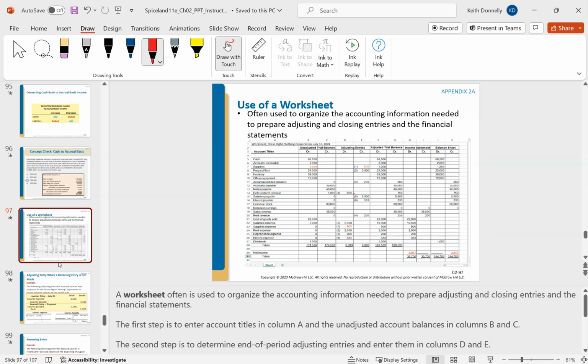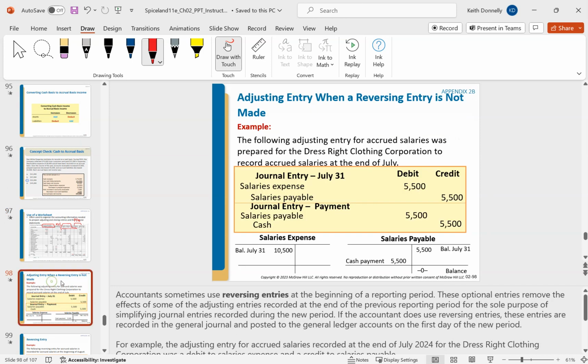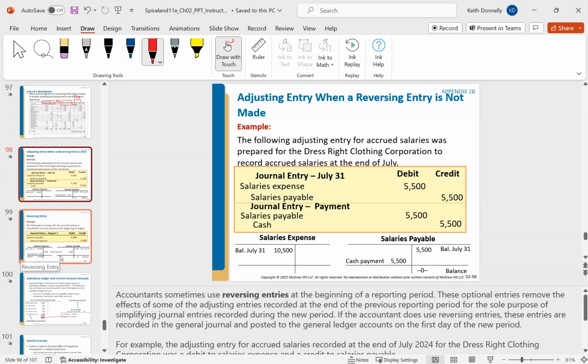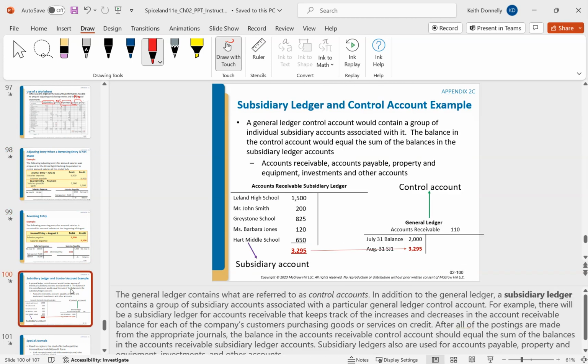They talk a little bit about a worksheet here, right? So this is just showing you, hey, how would you do this if you saw it in an Excel? So you start with the unadjusted, you make the AJEs, that gets you your adjusted, and then you prepare the financial statements, okay? A few other things here, right? You can look at these, adjusting entry when a reversing entry is not made. So this is just showing, hey, here's an alternative. If you don't want to make that reversing entry, here's another way you can look at it.